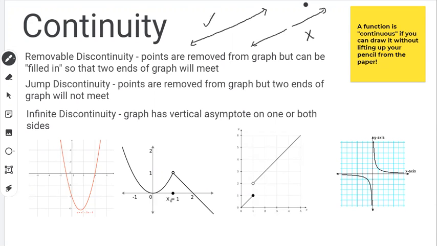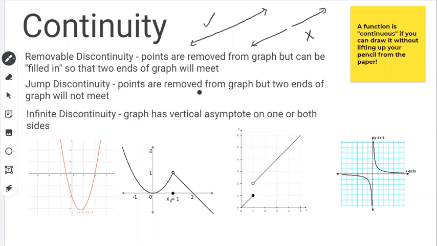Now, there are three different types of discontinuities that you need to know. There is a removable discontinuity, a jump discontinuity, and an infinite discontinuity. So let's talk about all three. If something is removable, it means it's a removable discontinuity. And what that means is you'll have a graph where a point is removed from the graph, but it could be filled in so that the two ends of the graph will meet.